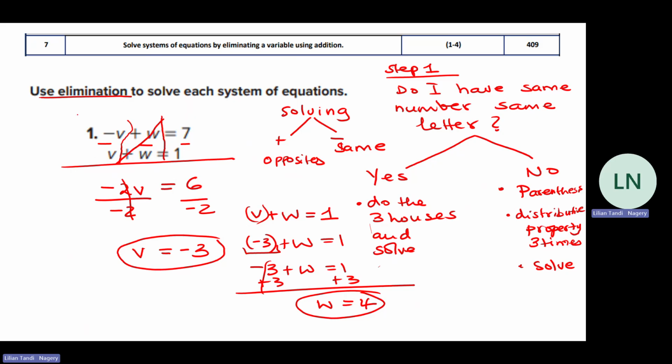So in the alphabet, V comes before W. So you write your answer V, comma W, negative 3, comma 4, in parentheses. And this is your answer.